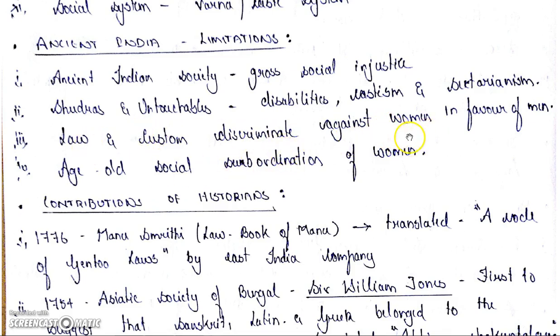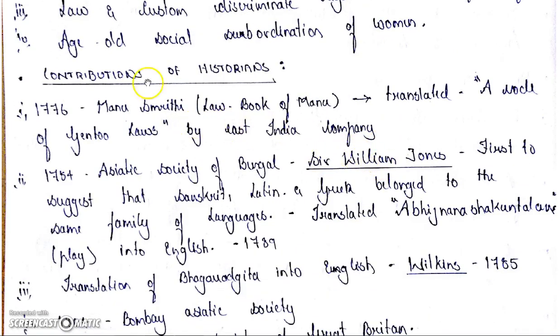So there is a lot of discrimination against women in favor of men, and an age-old social subordination of women. There was always social subordination, like women were always below the men in ancient days. It's not like today where men and women are treated equally. In ancient days there were social subordinations. So fine, this is the introductory part.